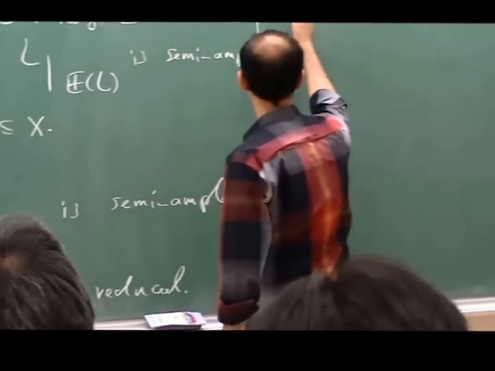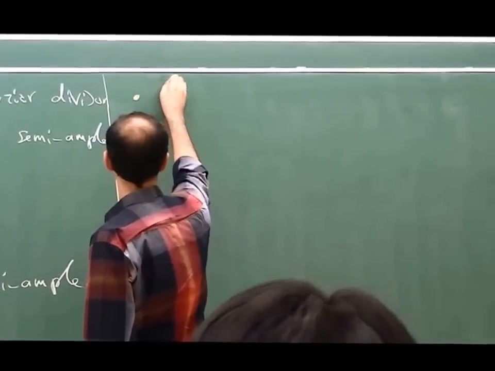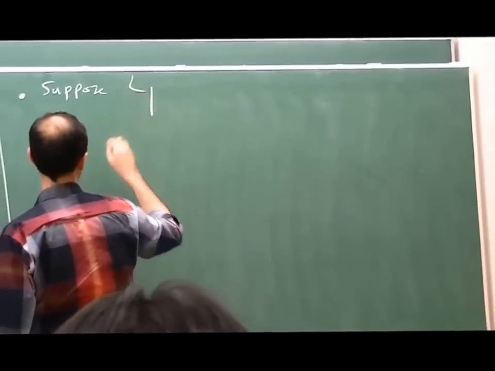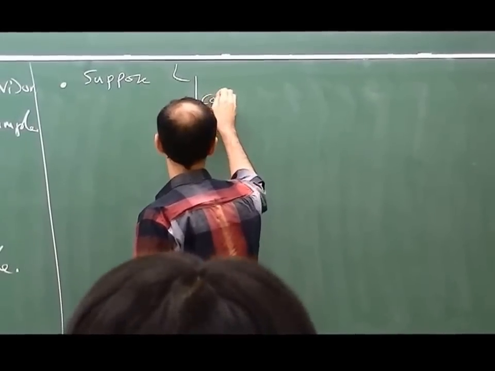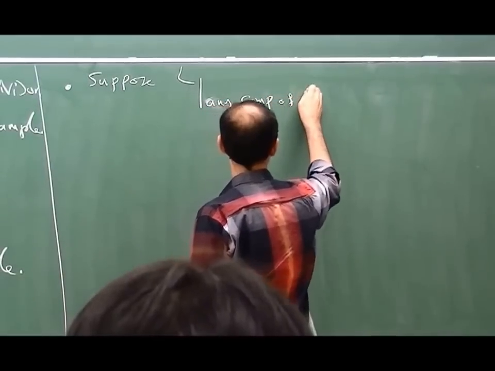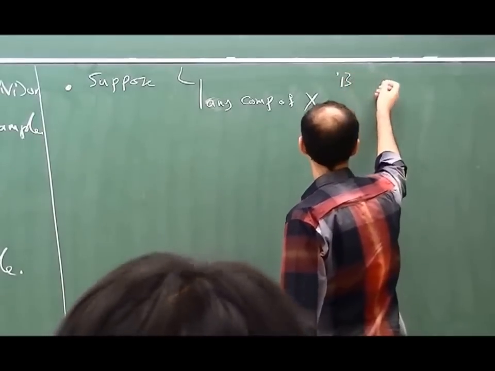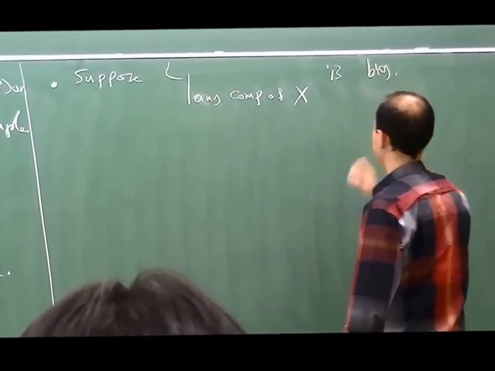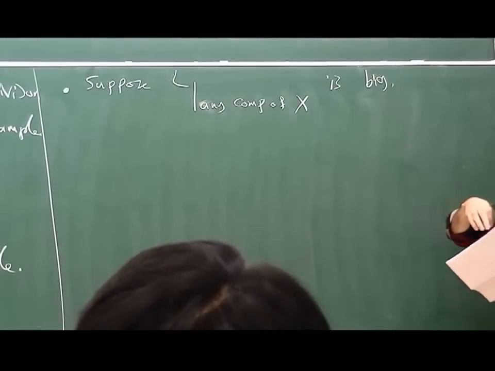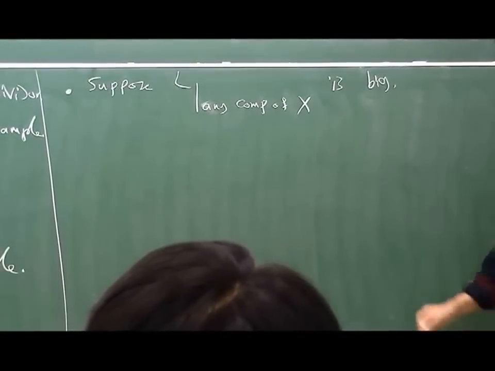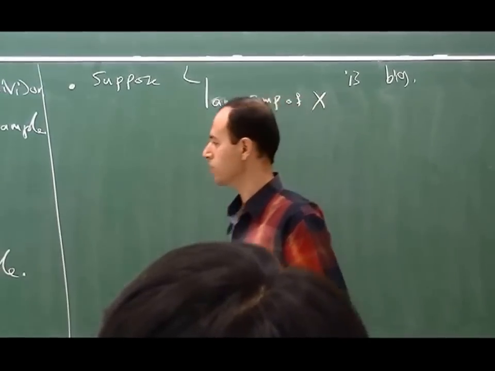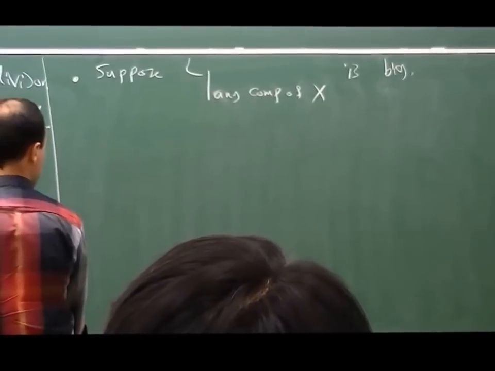Now let me consider one special case. Suppose that if I restrict L to any component of X, then this is a big divisor. So we just focus on this case, but later I will tell you the more general situation. So suppose that if you take any component and restrict your divisor, it will give you a big divisor.